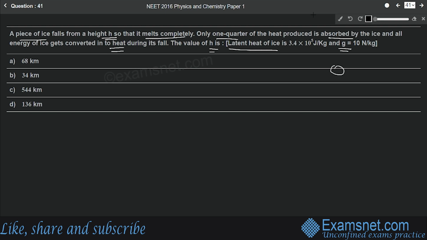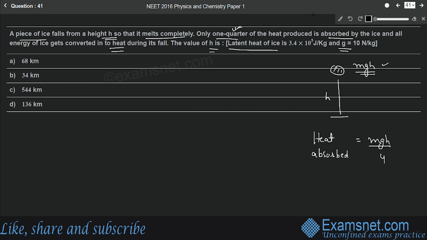So at a certain height h, there is a piece of ice, okay. What will be the total energy stored in this piece of ice? It will be mgh, potential energy only. Now during its fall, this potential energy will get converted into kinetic energy and that will ultimately get converted into heat. Now it is given that 1/4 of the heat produced is absorbed. So how much heat is absorbed? Heat absorbed is 1/4 of the total heat, and the total heat is the conversion of this mgh only. That means mgh by 4. This amount of heat is absorbed by the ice.